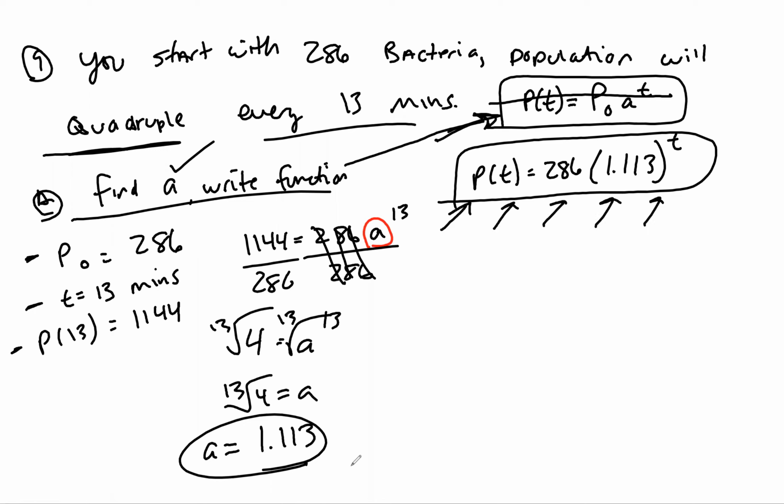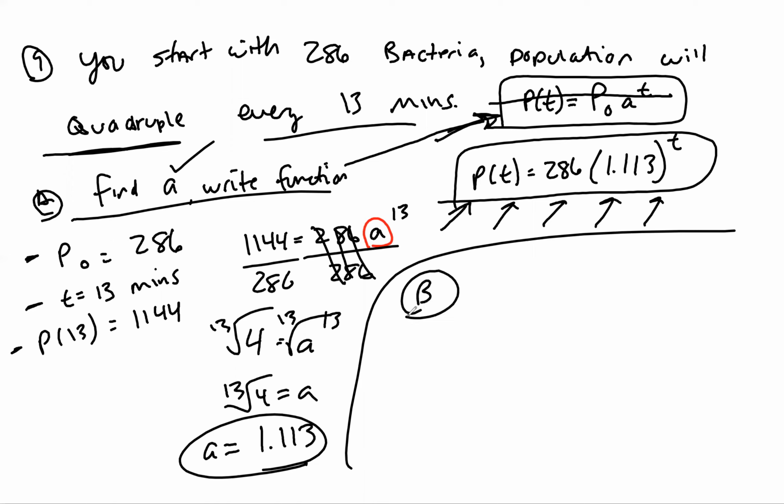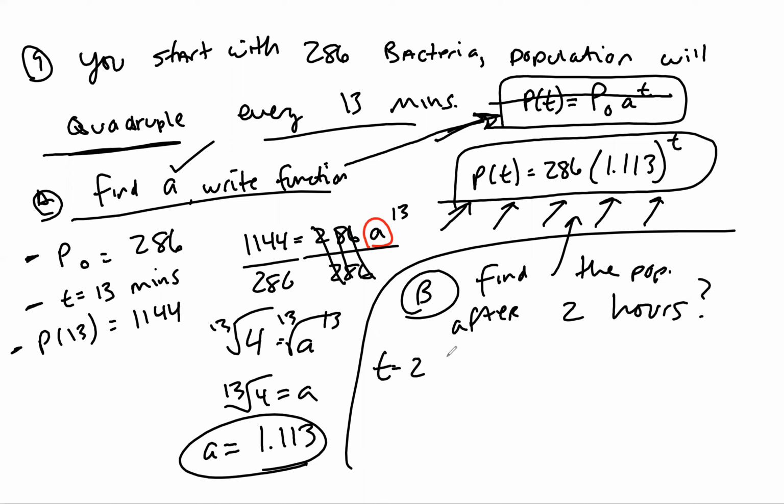Now, letter B is going to come in here, so we're done with letter A. Letter B is going to say, okay, well, go ahead and use the formula that we just have up here to find the population after 2 hours has passed. Okay, well, we know that T is 2 hours.